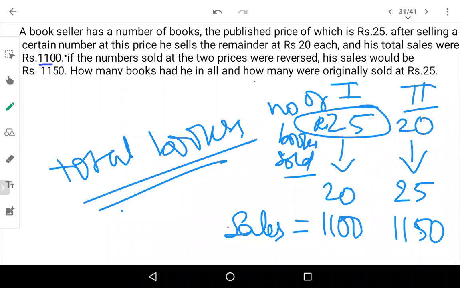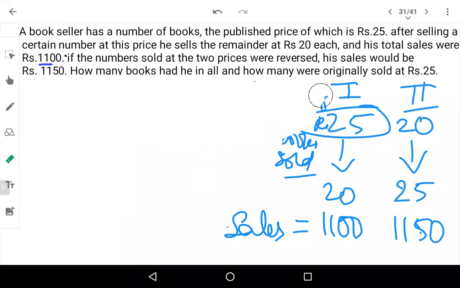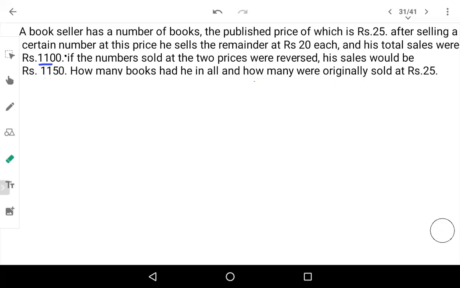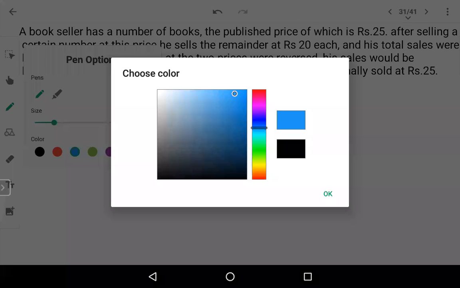So firstly, did you all understand the question? Yes or no? Okay. Now let us do some derivations and then we shall derive the equations and solve them simultaneously. Okay. So firstly, let me change to a different color here.